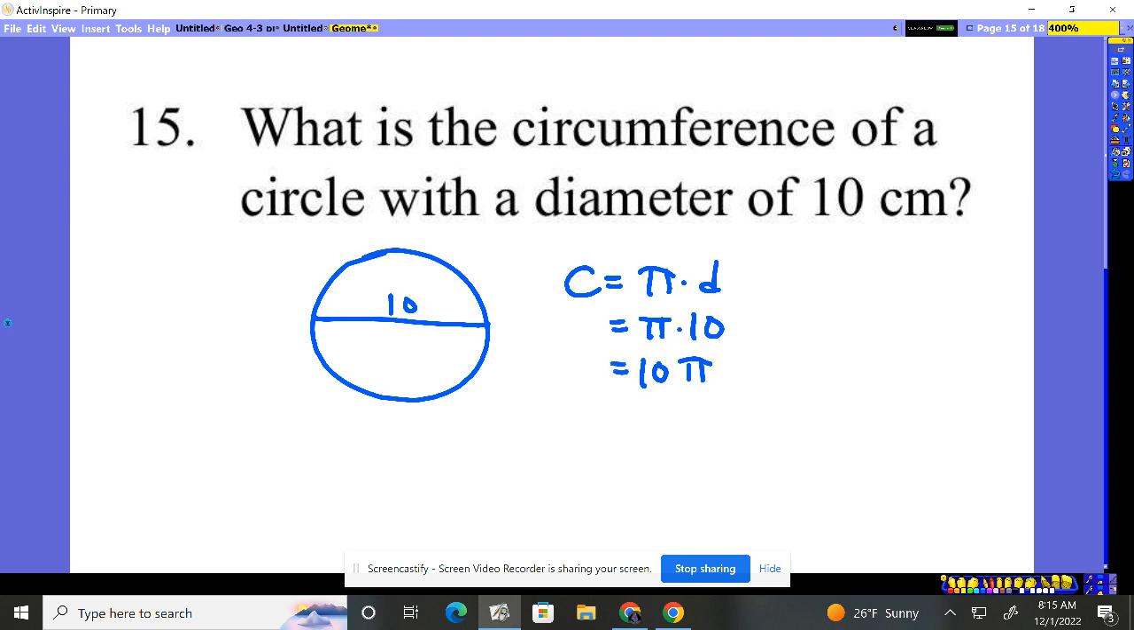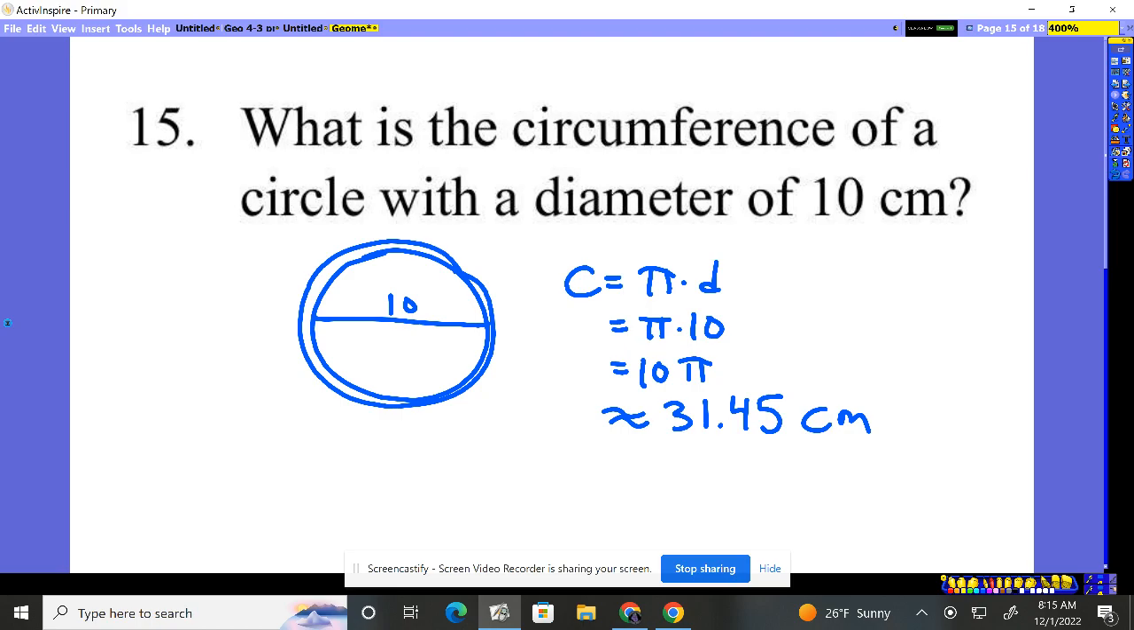There's your exact answer. If you go ahead and do 10 times 3.14159, you're going to get what? 31.45, so about 31.45 or 31 and a half is fine. And again, this is just a length of going around it. So that's just plain centimeters, right? And there's our answer for 15.